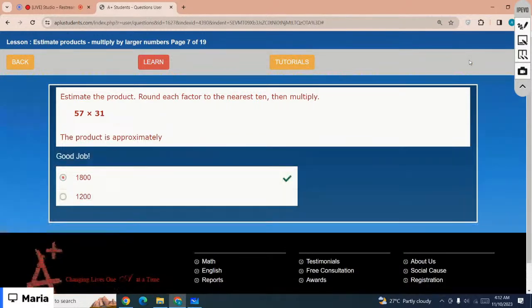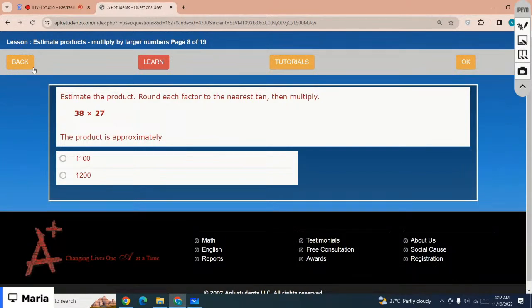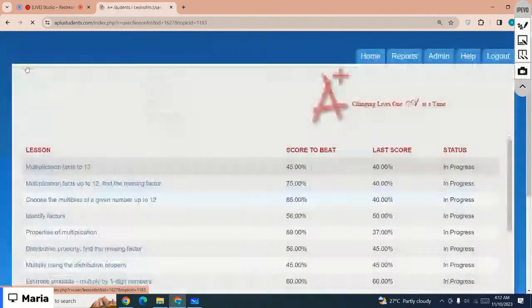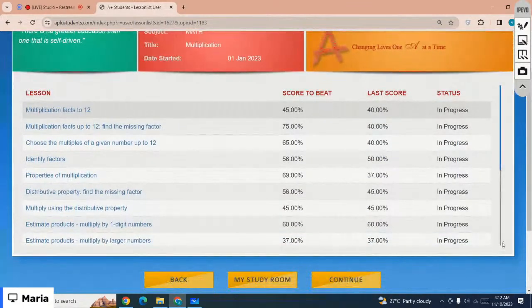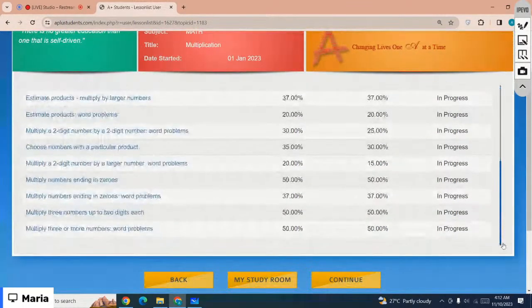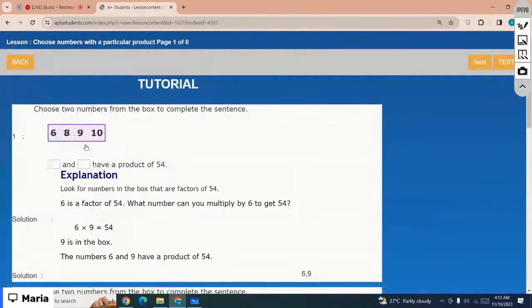Got it? Okay, you can complete the lesson by yourself later today. Let's just move on to the next lesson. Okay, the next one is estimate product word problems, which you have to do on your own. Then multiply a two-digit number by a two-digit number word problems. Again, you have to do the word problems on your own. The next one is choose numbers with a particular product. Let's just start with that lesson.